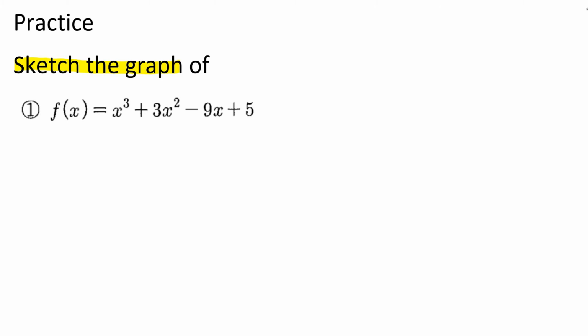So for this very first problem, I have this polynomial function of degree 3. The very first thing I would do when sketching these kind of graphs is I would go ahead and find the y-intercept. The y-intercept is generally pretty easy to find for polynomials. The y-intercept happens when x equals 0, and when x equals 0, you're left with just plus 5. So that wasn't too bad. We can find the y-intercept right away.